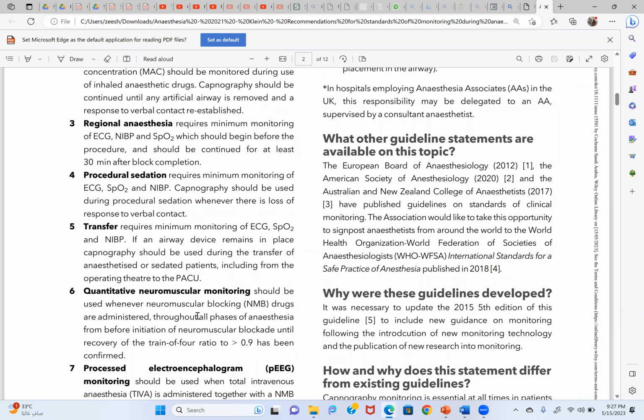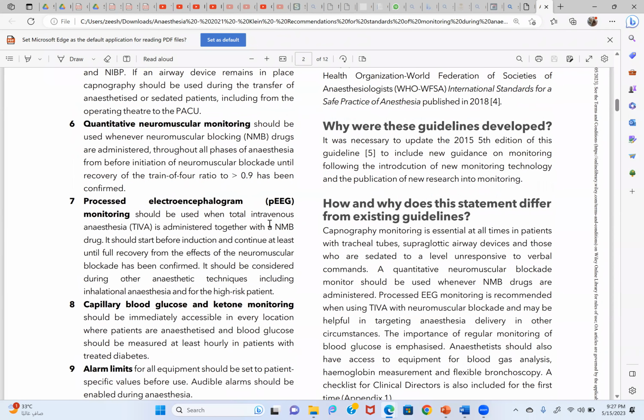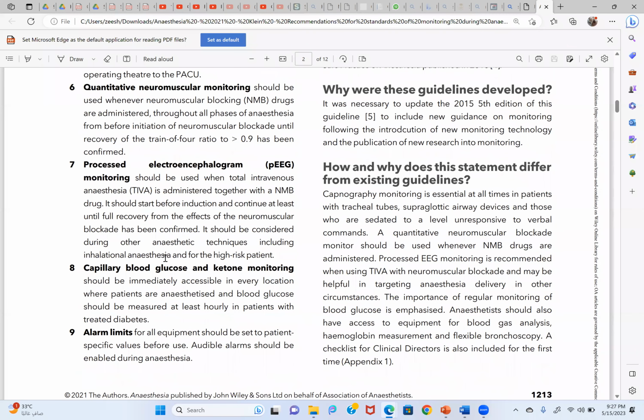This is another topic, how to monitor. Usually it's train of four, or if you want strict monitoring, PTC count. Usually PTC count is for strict monitoring. Okay, we discussed these points about processed EEG with reference to TIVA and TCI. Okay.